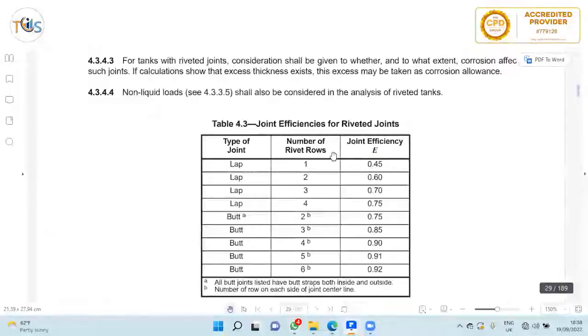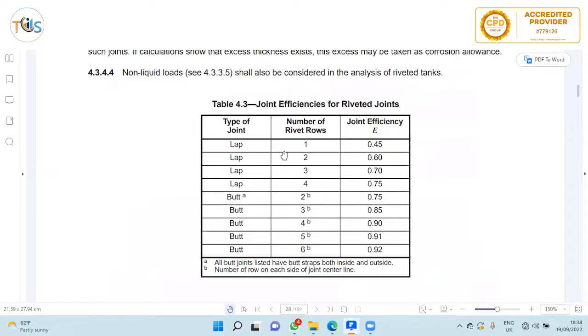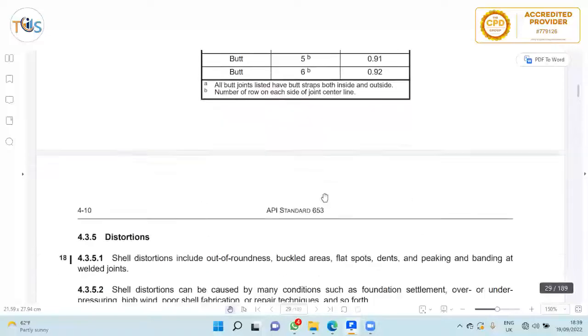And we go to other tables. For riveted joints, we might receive a question from this. As you can see, if it's a lap joint, with the number of rivet rows being 1, it is 0.45. If the number of rivet rows is 2, it is 0.6. And if there are 3 and 4, they are 0.7 and 0.75. So that is the maximum. And for butt joints, if the number of rows is 2, it is 0.75 and so forth. So this is for riveted joints, Table 4.3.